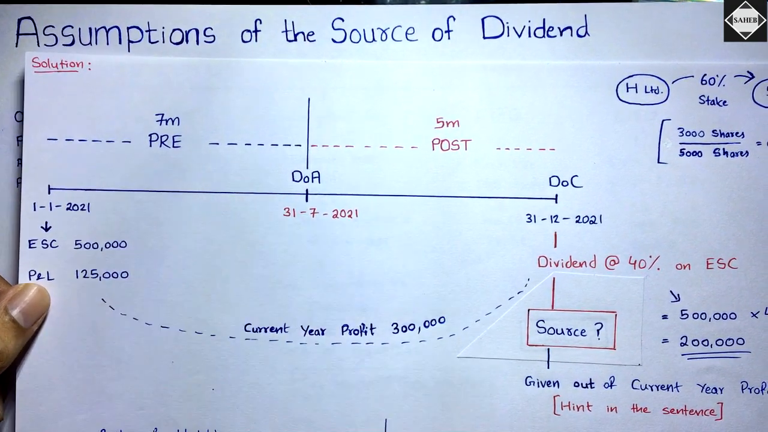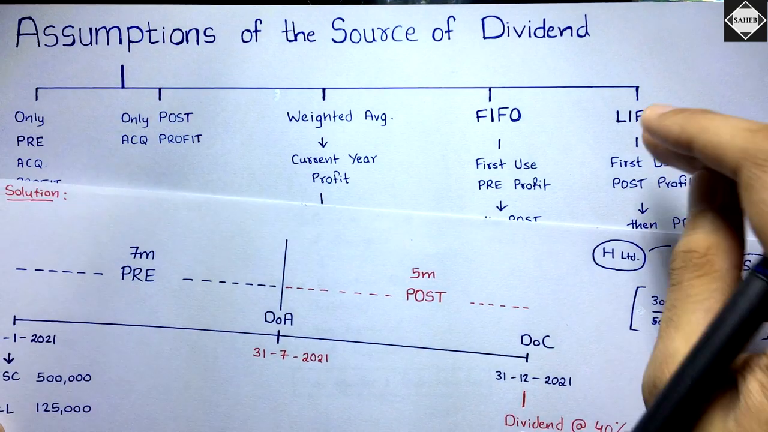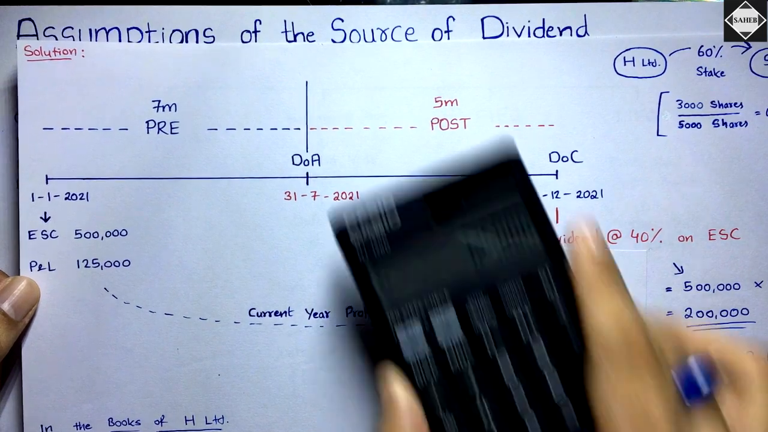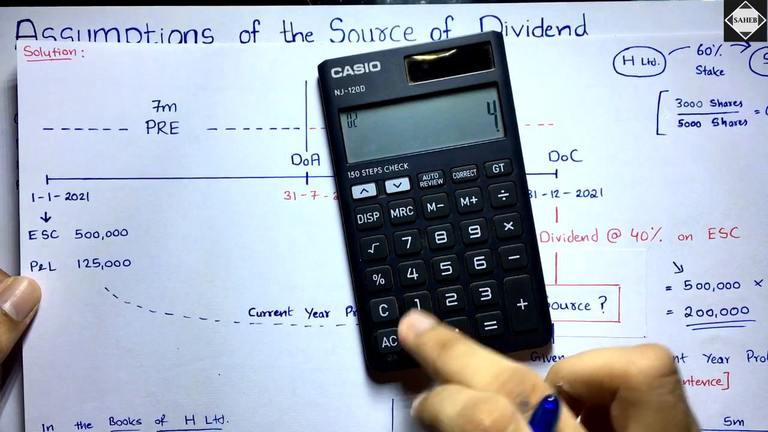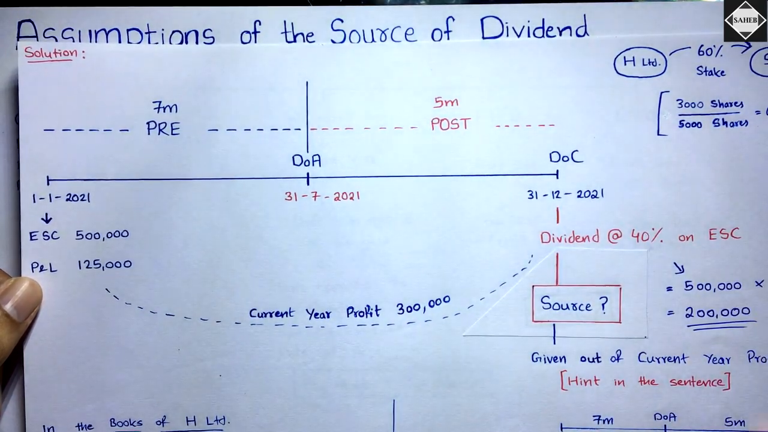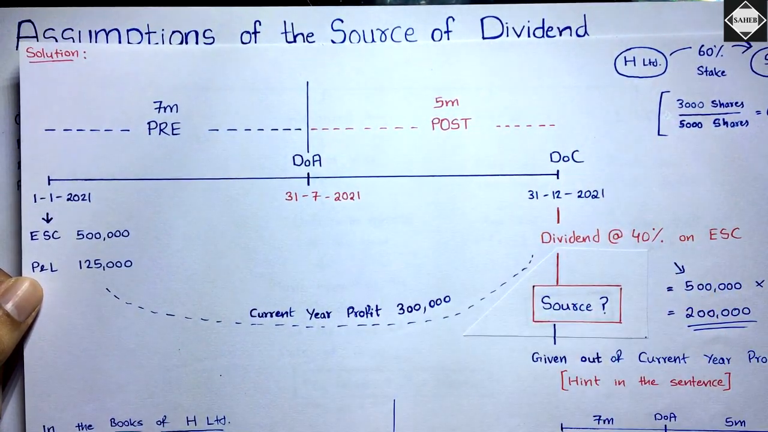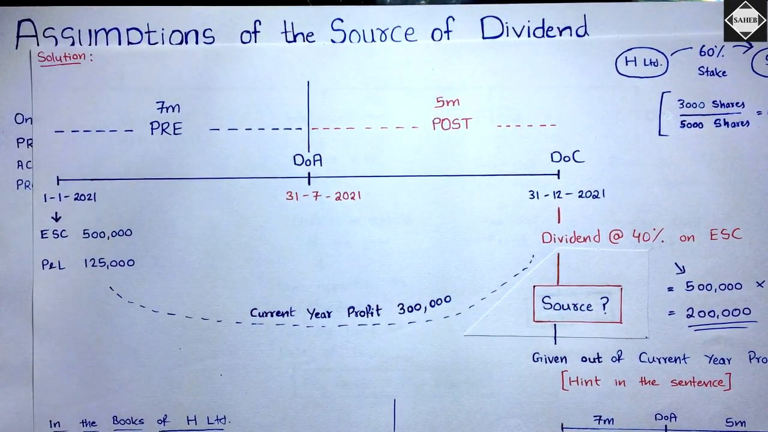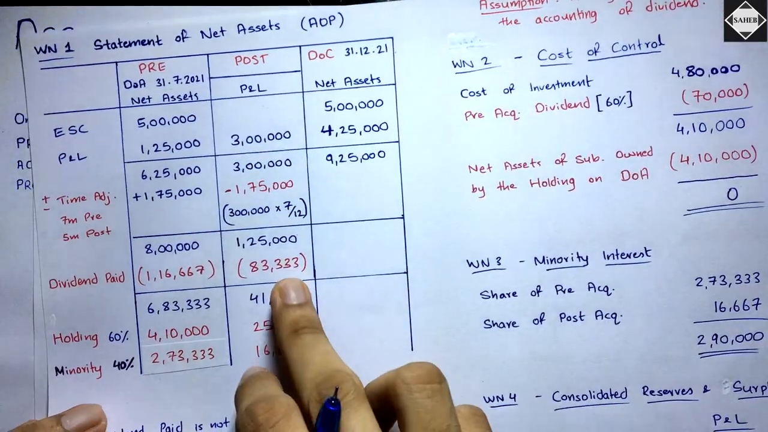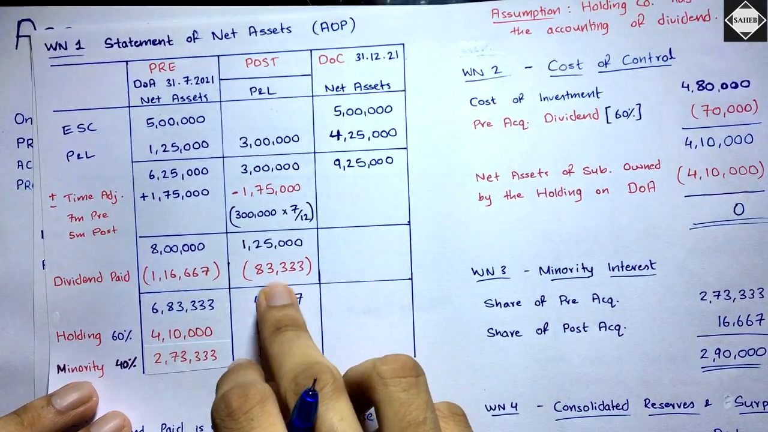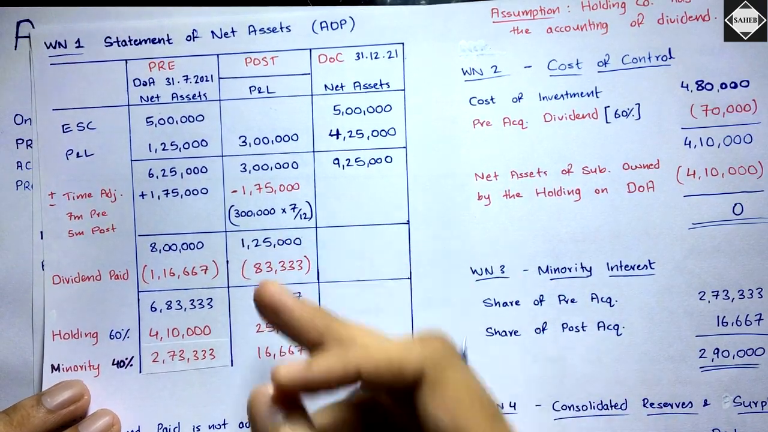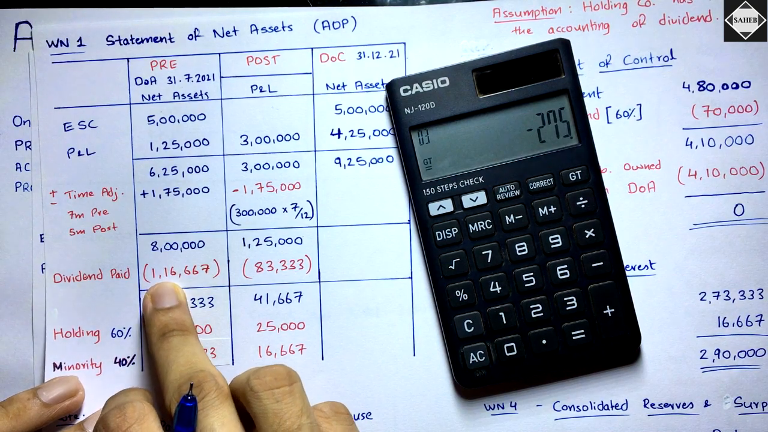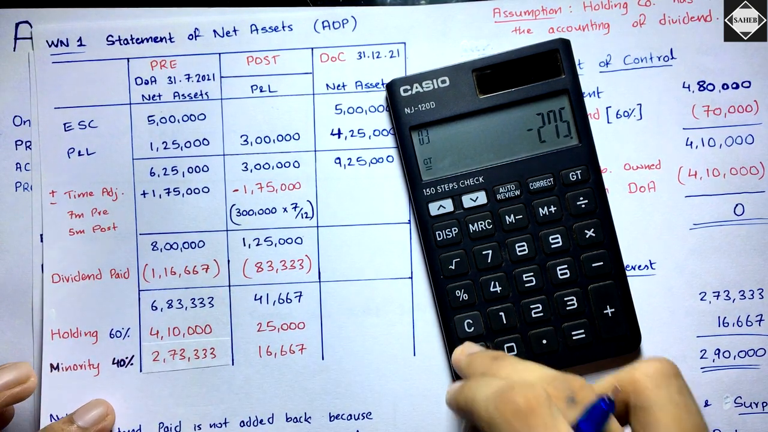So what will you do? How will the dividend be given out on this assumption basis? 125 from here, and the remaining, how much is this remaining? 4 lakh minus 125, that is 275, right? So 125 will come out of the post-acquisition profit and the remaining 275 will come out of the pre-acquisition profit. So what will you do in AOP? In AOP you will subtract 125 over here from post. First you will use the post completely and then the remaining 2,75,000 will be deducted from the pre-acquisition profit. Simple. Did you understand this?